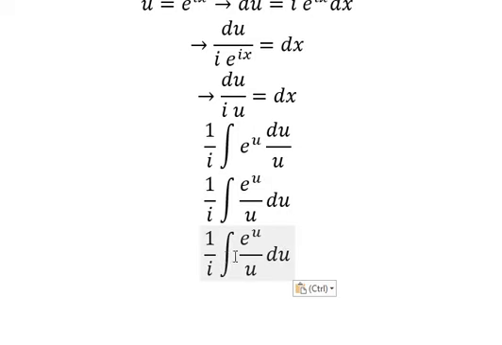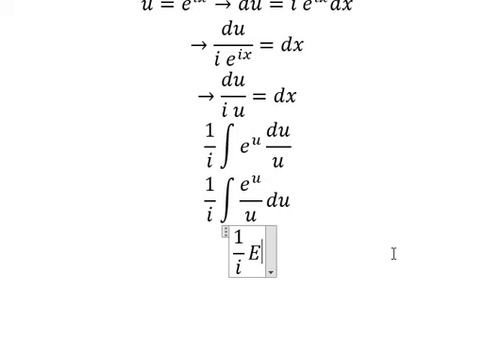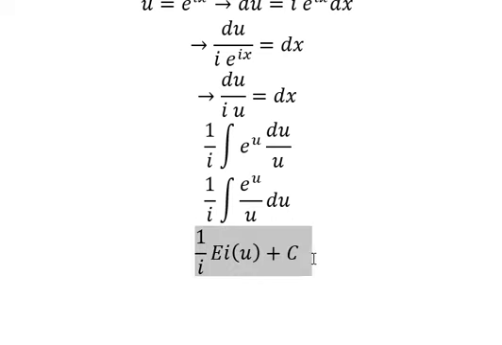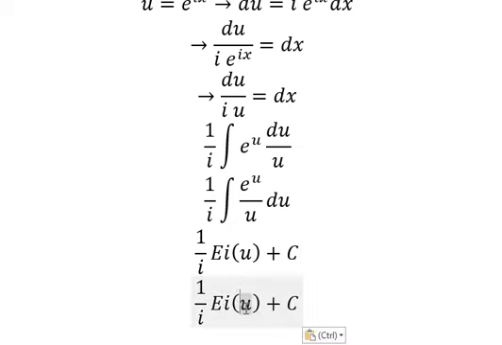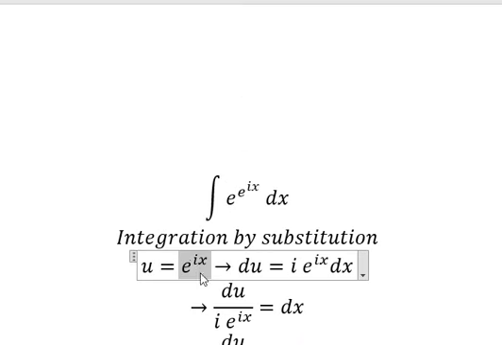So the integration of this one, that is the exponential integral of u, and I will put plus c. About u, that is about this one.